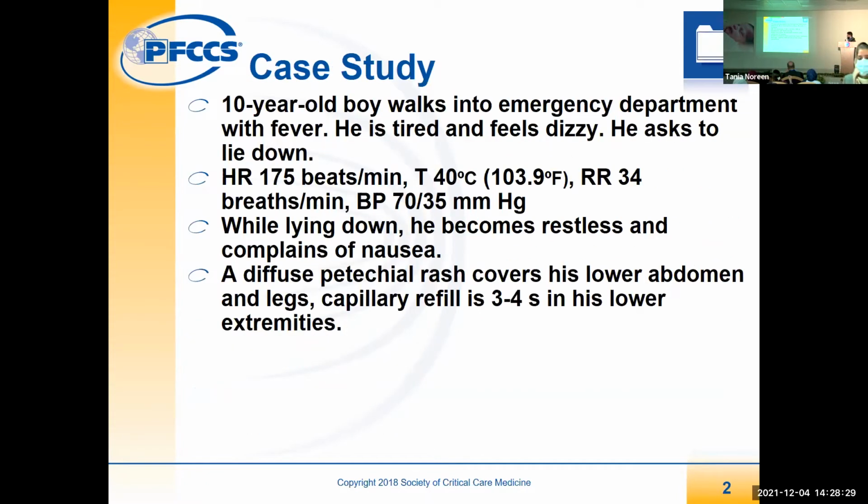So the first case is a 10-year-old boy who walks into an emergency department with fever. He is tired and feeling dizzy. He asks to lie down. His heart rate is 175 beats per minute. Temperature is 40. He's tachypneic with a respiratory rate of 34. Blood pressures are on the lower side. While lying down, he becomes restless and complains of nausea. He has a diffuse petechial rash that covers his lower abdomen and legs, and capillary refill time is 3 to 4 seconds in his lower extremities.